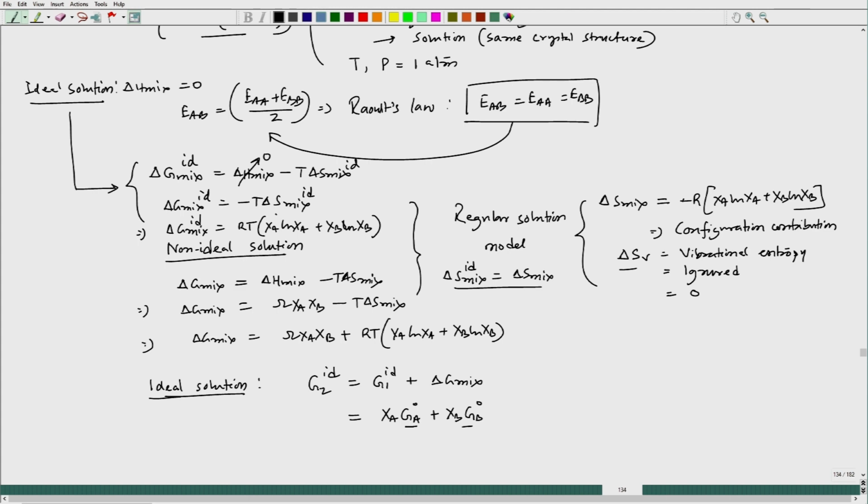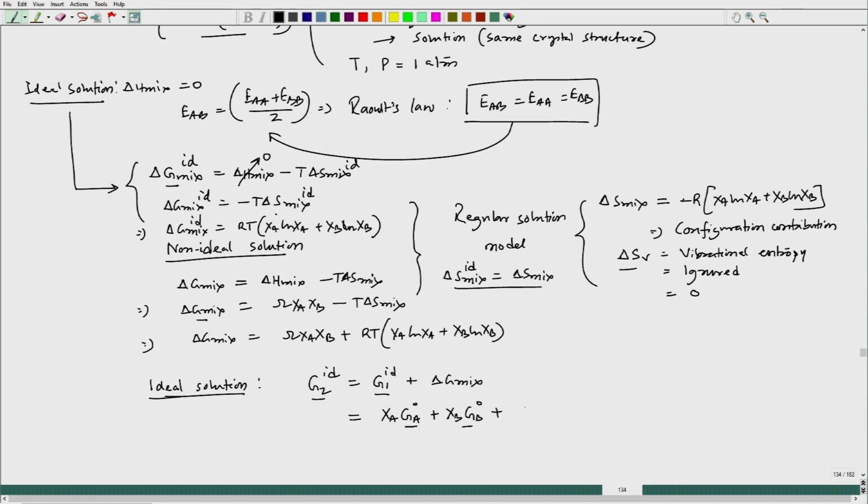Now, remember all the treatments are basically with respect to 1 mole of substance. So, whatever you see here, it is always 1 mole. For example, when we combine these two terms, XA GA naught and XB GB naught, those are also for 1 mole of substance. So, together it becomes 1 mole, and this term, the delta G mix, is also for 1 mole, because we are forming 1 mole of solution.